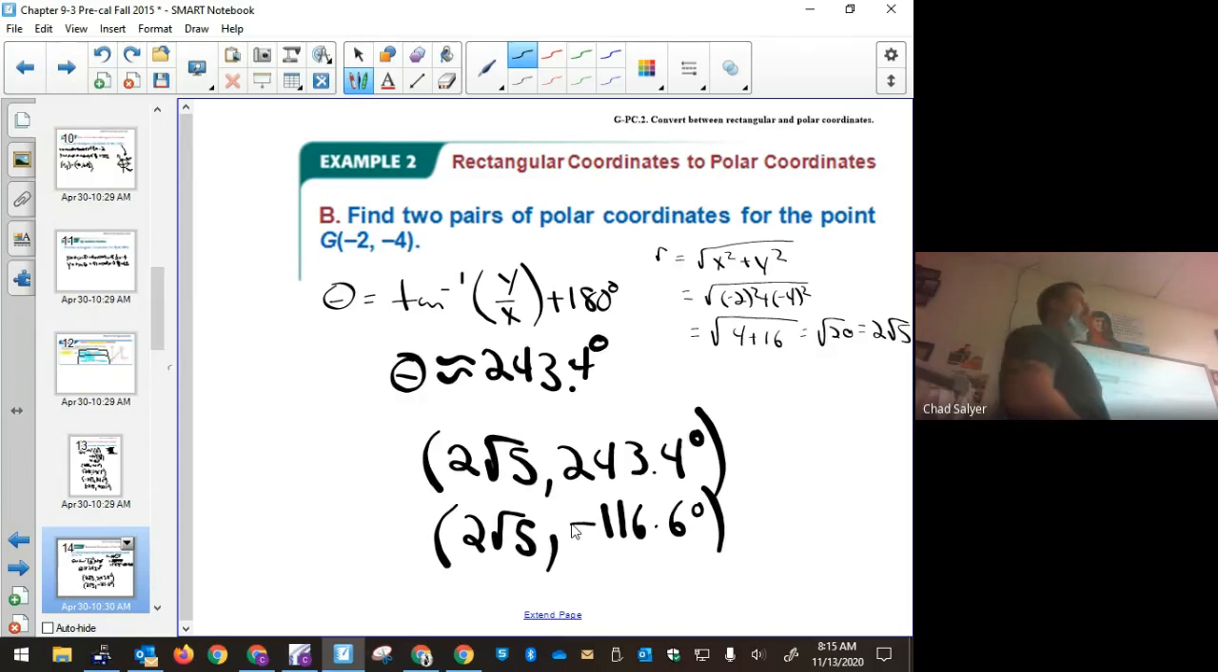And then, of course, as I explained in the previous problem, the other two would involve a negative radius. But this satisfies the brief for the problem. The part about this that makes it really easy to miss is if you forget to do this when x is negative. So when you have a negative x, you have to add 180 to that theta.